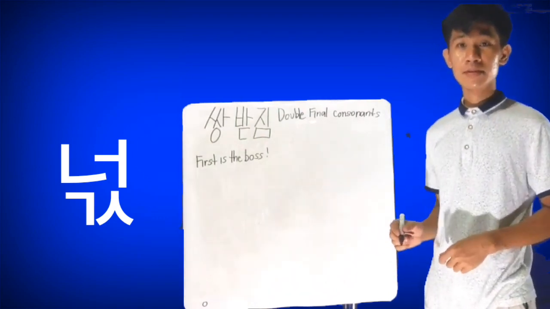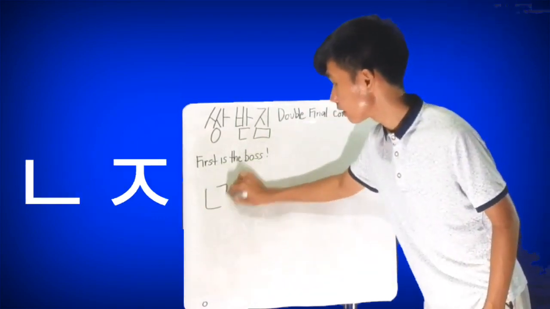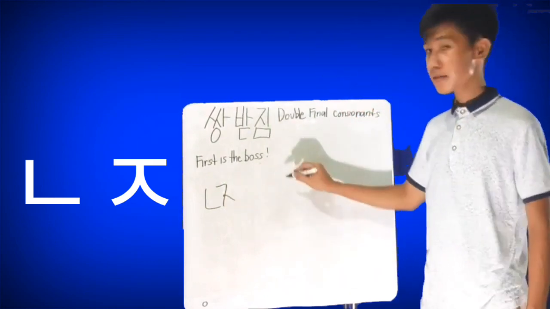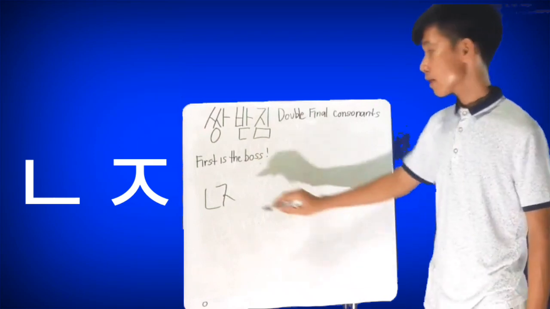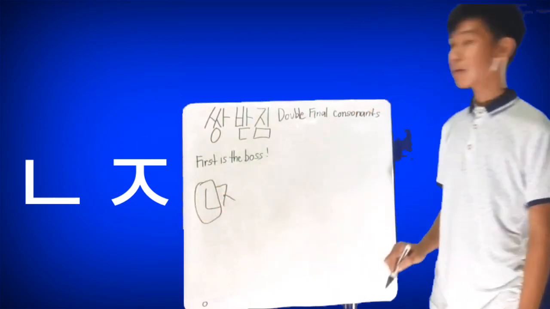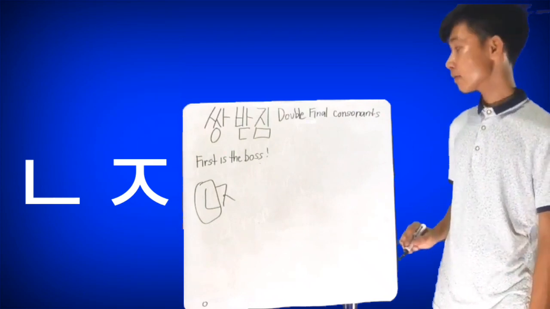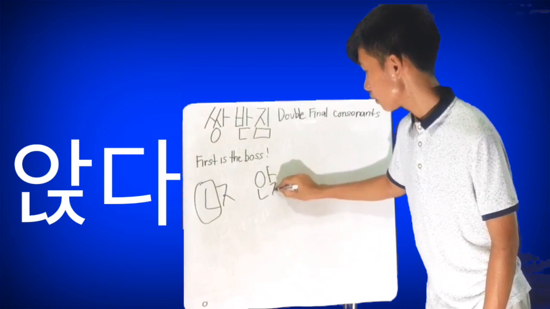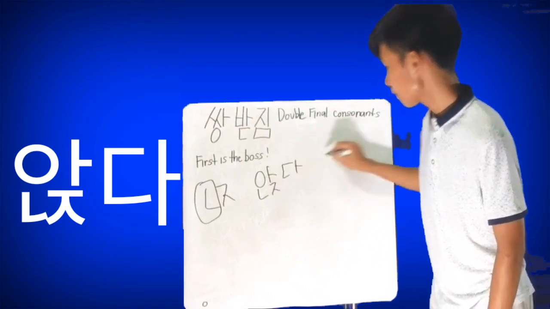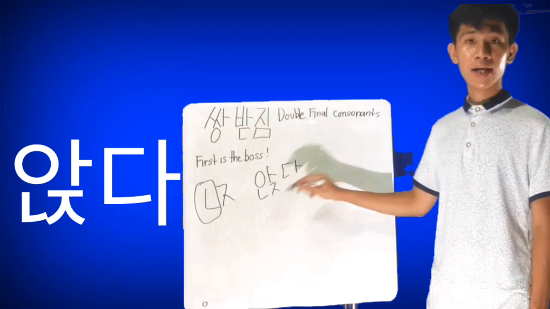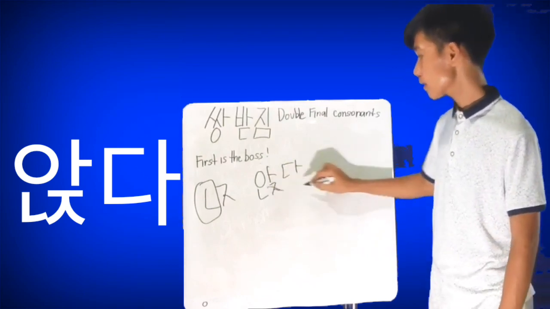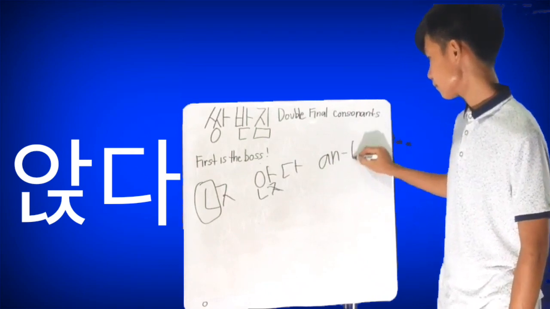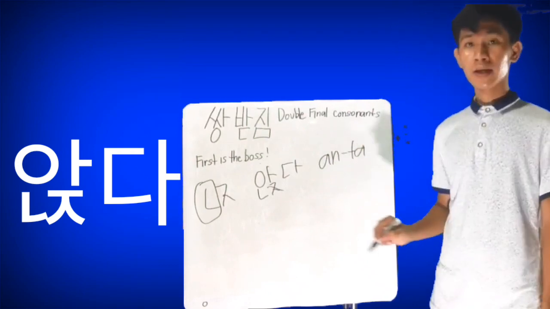The next sangpachim is the nienjit. So the first is the boss. So that means this is the pronunciation that we will follow. For example, anta. Anta. So we will remove this one. So it is pronounced as anta.